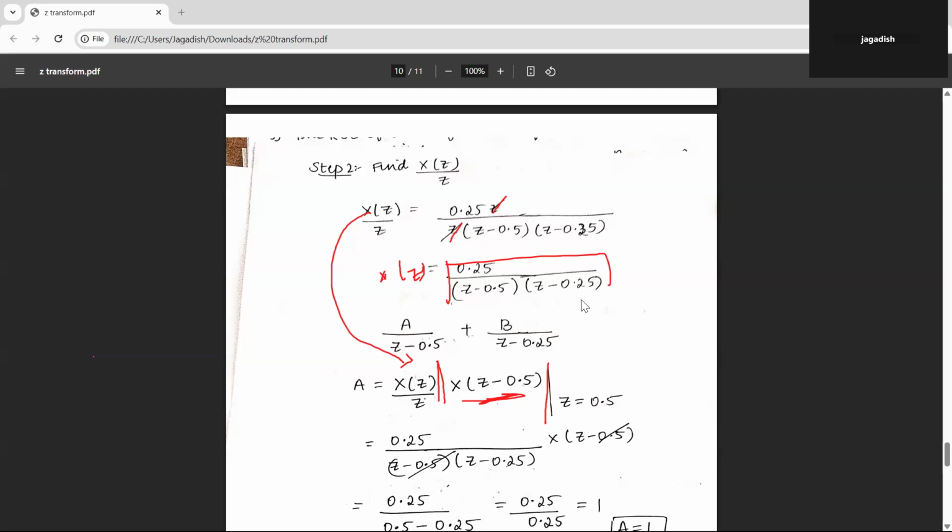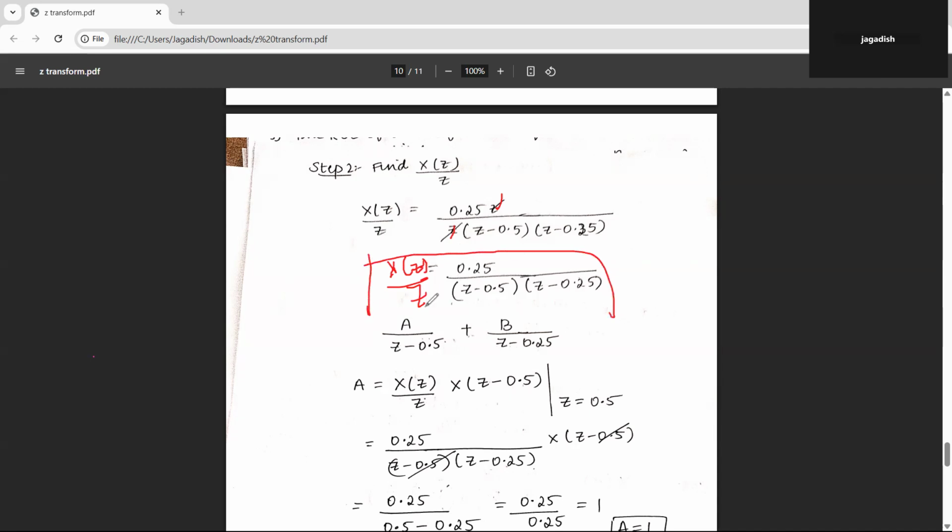Pranav, can you explain it again? Okay, so this is how you have to solve partial fractions. This is the second step in partial fractions, X of z divided by z. So 0.25 divided by z into (z minus 0.5) into (z minus 0.25). This z and this z will get cancelled, so X of z divided by z will be 0.25 divided by (z minus 0.5) into (z minus 0.25).